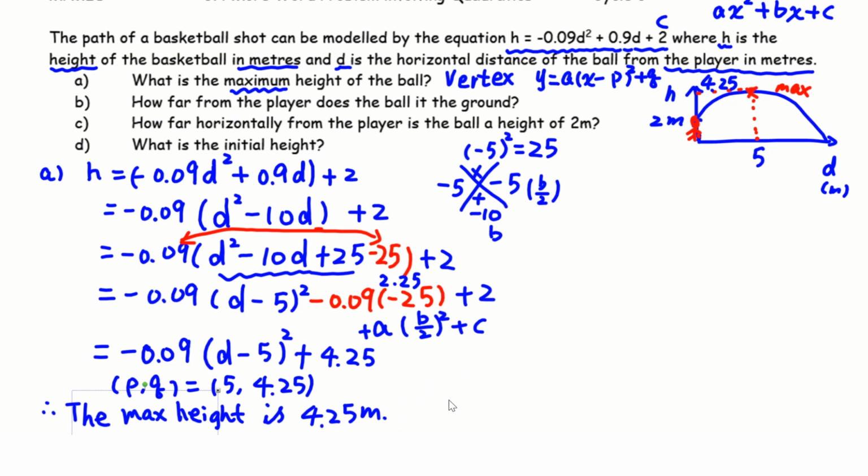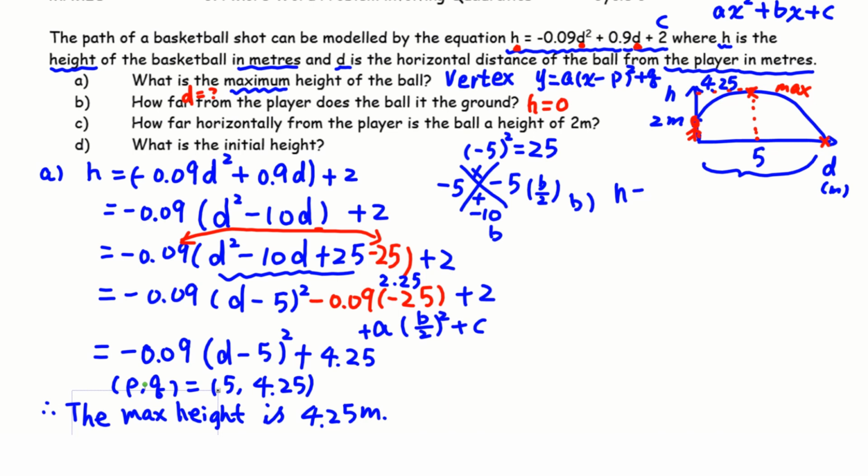And for question B, it asks you how far from the player does the ball hit the ground. So from this question, we are looking for the d value. And in the equation, we have h and d, two different variables. So in one equation, we could only solve for one unknown, one letter. So the h needs to be given. And hit the ground, the height will be 0. So we sub in the 0 for question B.